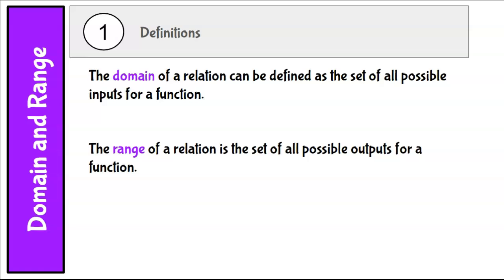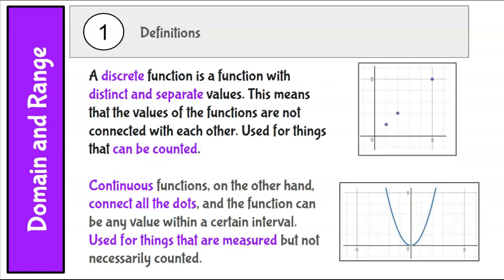You also might be familiar with the word range from data analysis, where we take the maximum minus the minimum. It's very similar here, but in this case, we're talking about the range of a relation and not the range of a data set. A couple more words that we need to officially define are discrete and continuous.